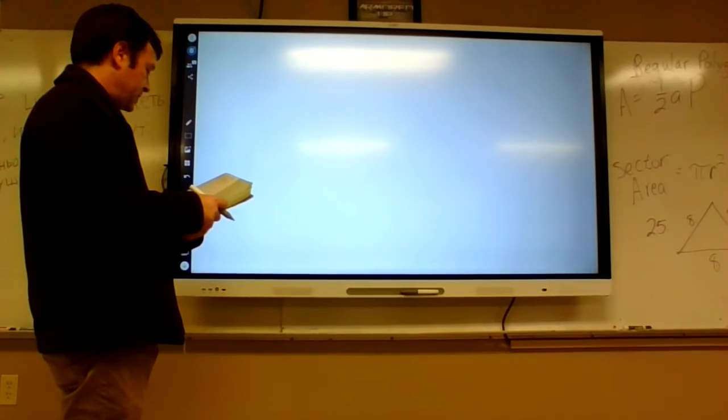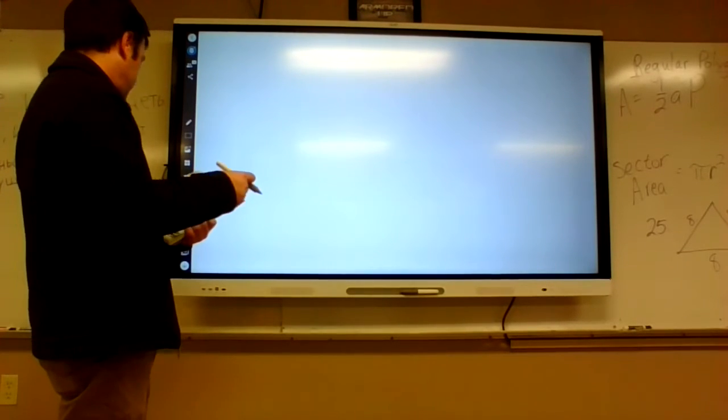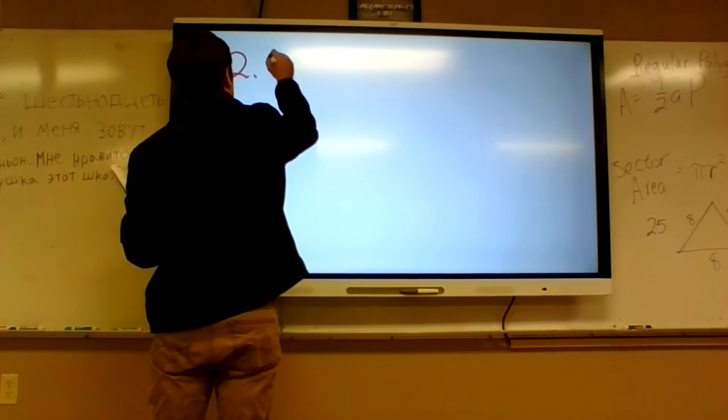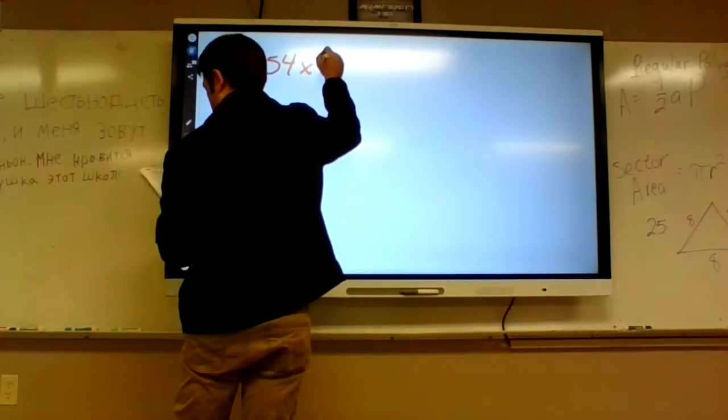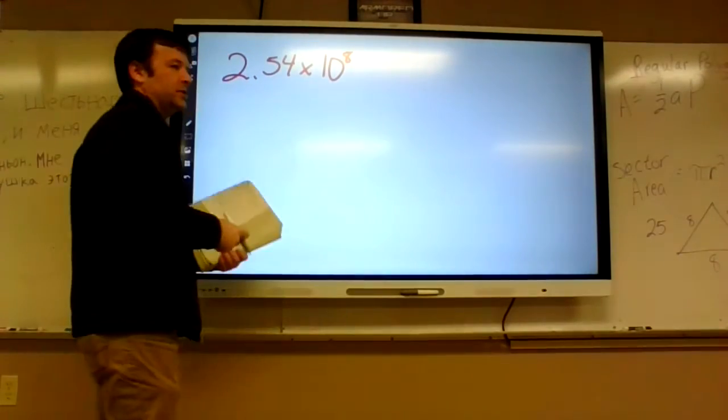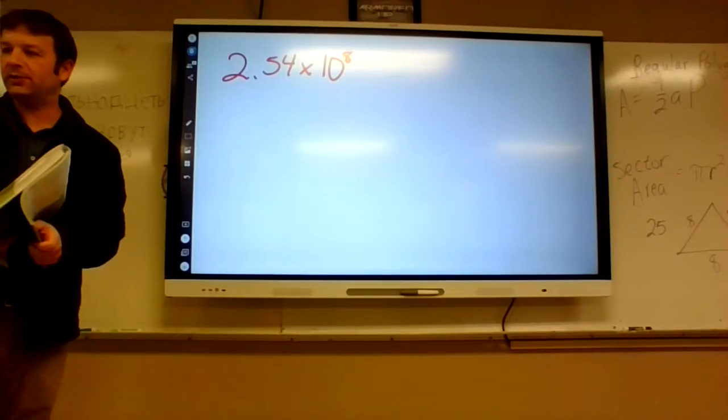Number 9, express each number in standard notation. What do you think standard notation means? Like, write it as the actual number. As a normal number. Write it normally. So how do I change scientific notation back into a normal number?